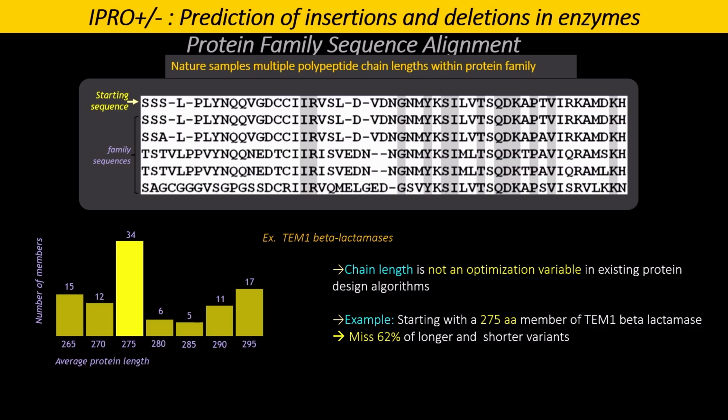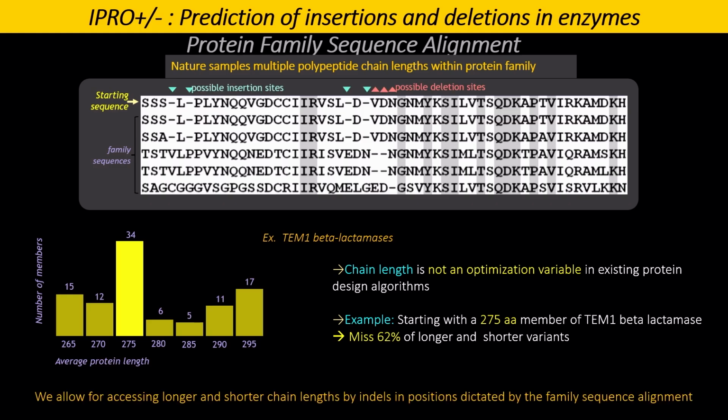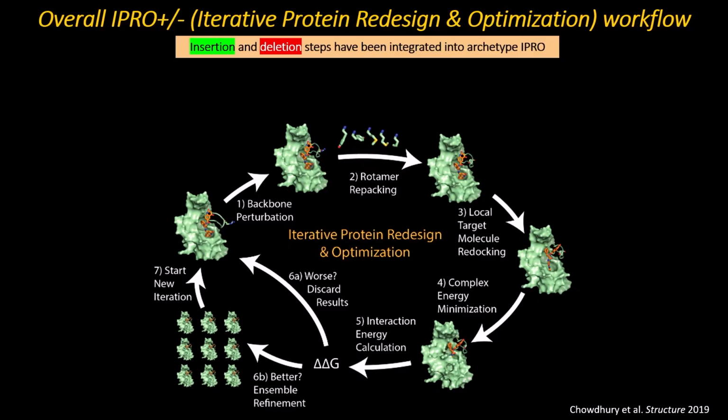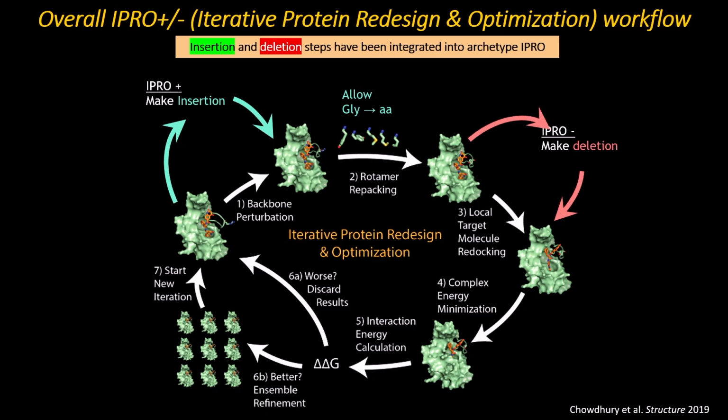So we try to incorporate that as an option when we are trying to build new enzymes. You can see, even for a very conserved family of enzymes like TEM-1 beta-lactamases, if you do not allow for the size to change, you will actually miss 62% of the family members that could be sampled. So we have this pipeline which allows for enzyme engineering for different tasks, where we can now make an insertion or a deletion and target it towards a specific objective.